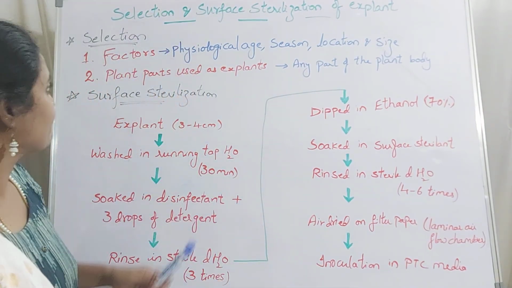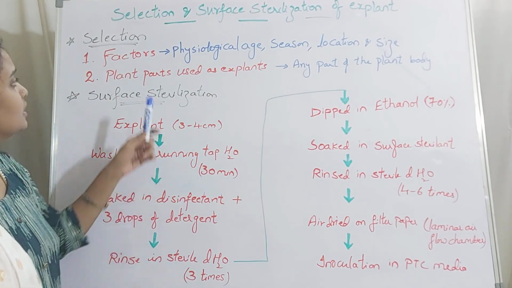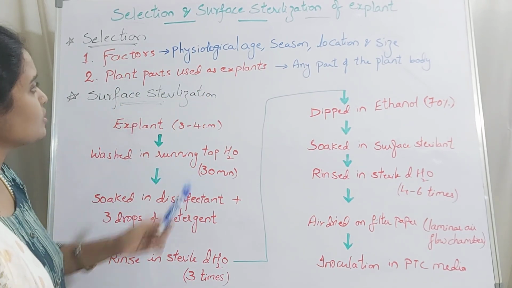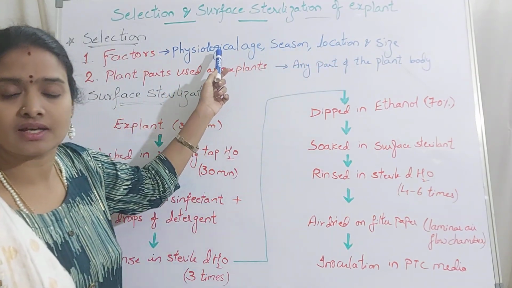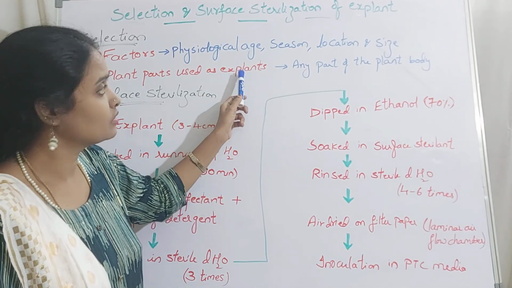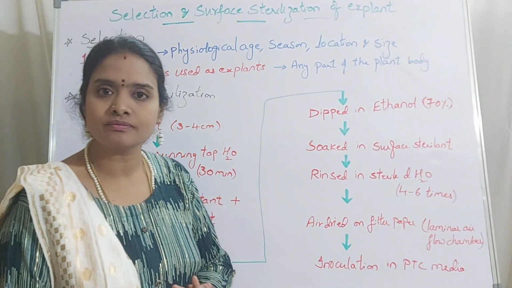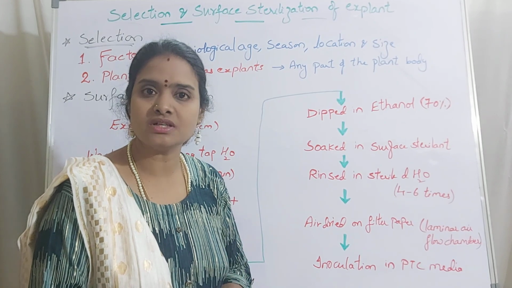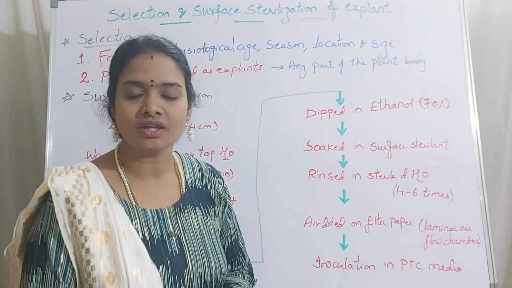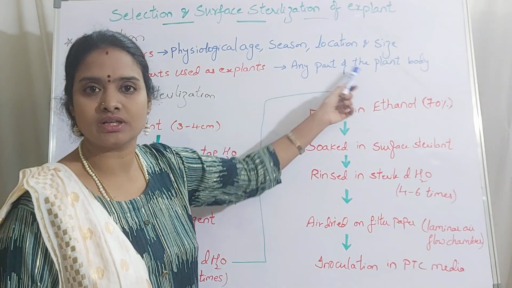Right, so after selecting the plant and which part to be taken, the second one is the part which is used as explant. So based on the size, location, season and the age of the plant, you are going to select the explant. Right, again explant is any part of the plant body. What can it be? It can be a flower bud, a leaf section, root fragments, or shoot fragments. Otherwise you can take the meristem, nodes, petals. Right? So like this you can take any part of the plant body as explant.